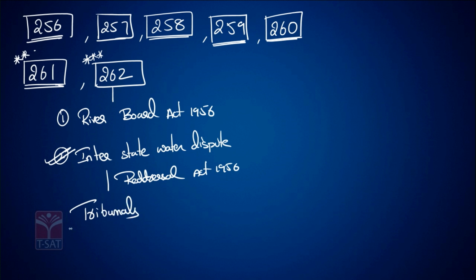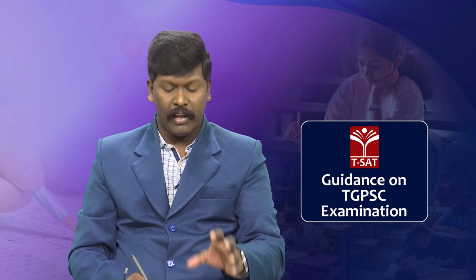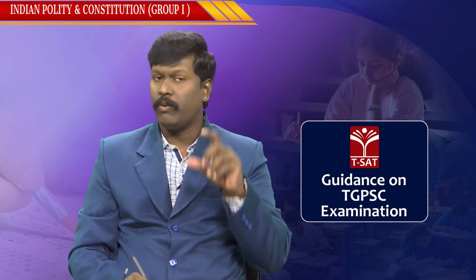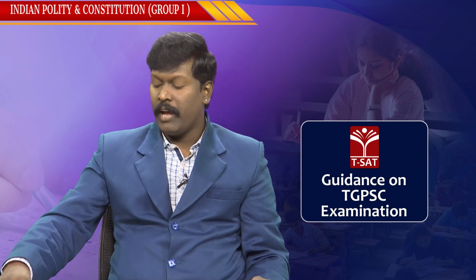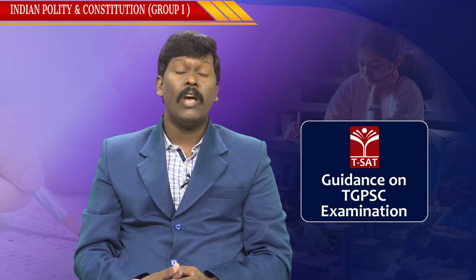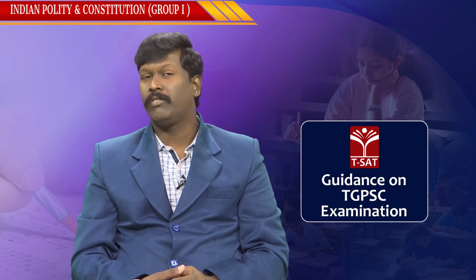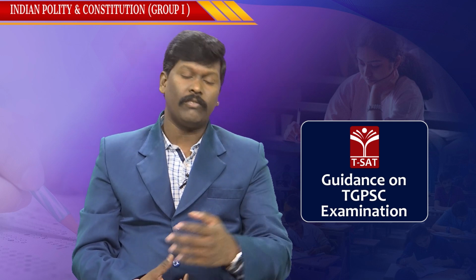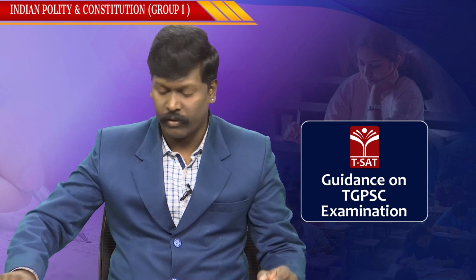According to this Interstate Water Dispute Redressal Act, tribunals are created. What is the meaning of tribunals? Fast track courts are formed. Godavari Water Tribunal, Krishna Water Tribunal, Kaveri Water Tribunal are formed on the basis of this act only. Article 262 is very important because interstate water disputes do not come under the original jurisdiction of the Supreme Court, right? This is your Article 262 of the Constitution.